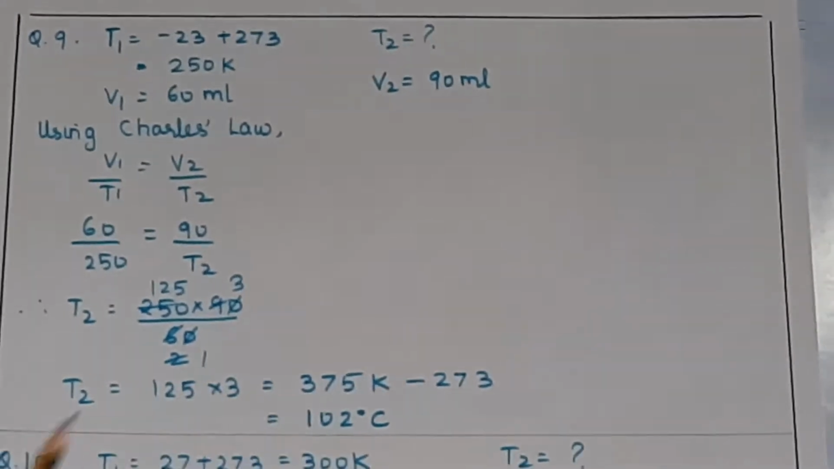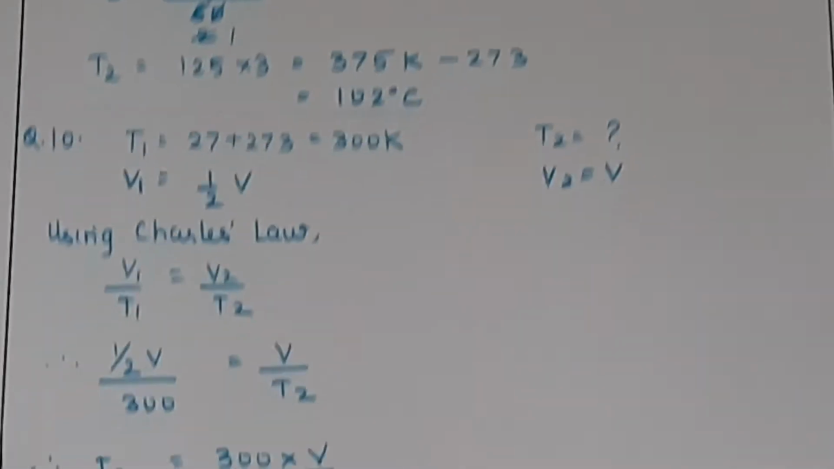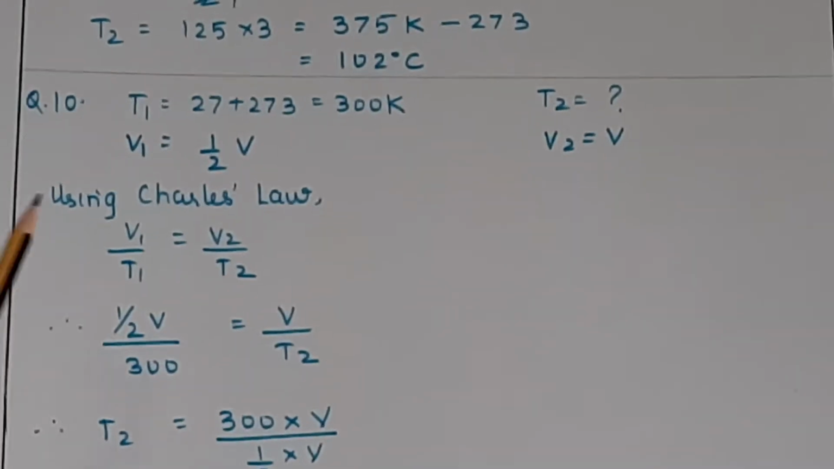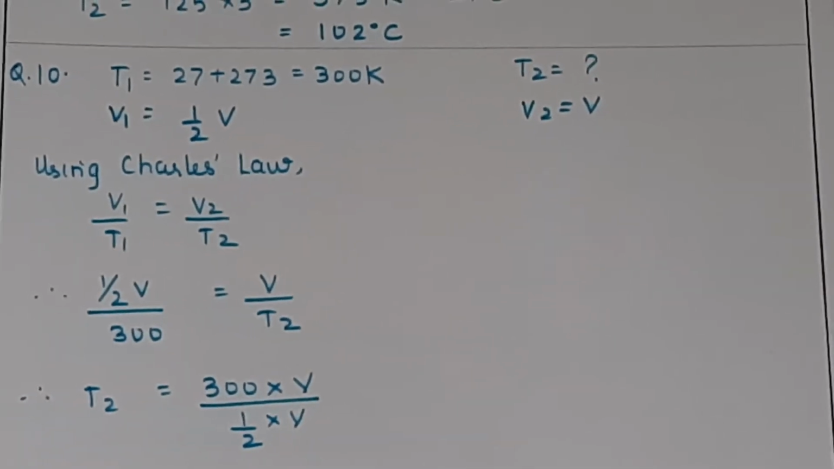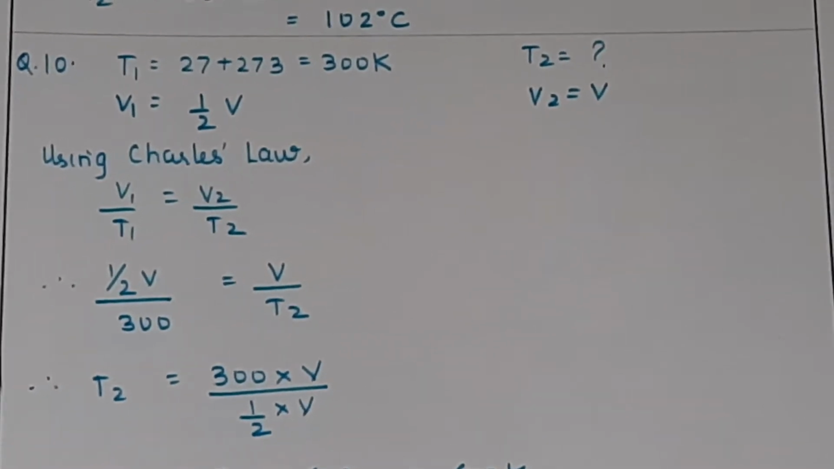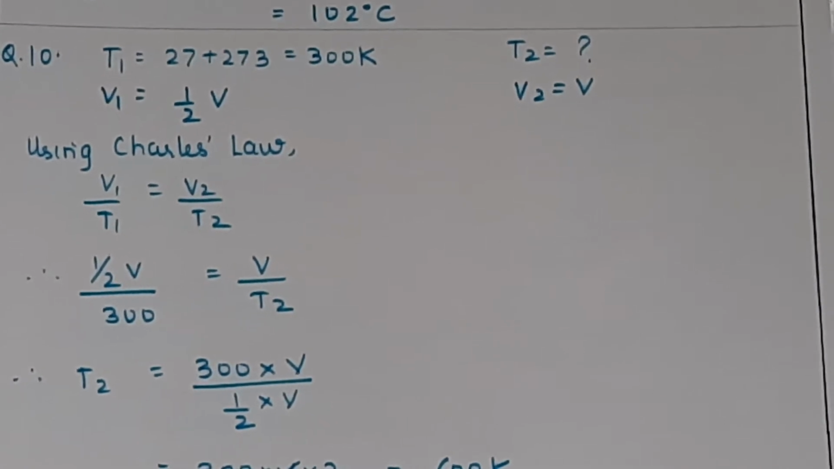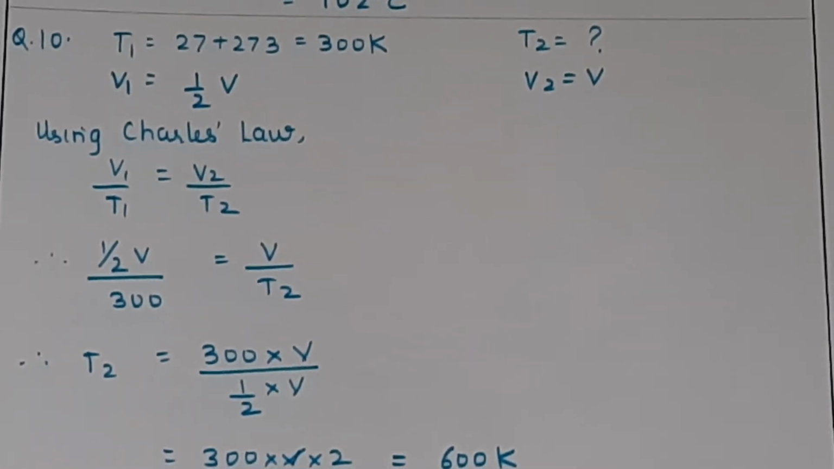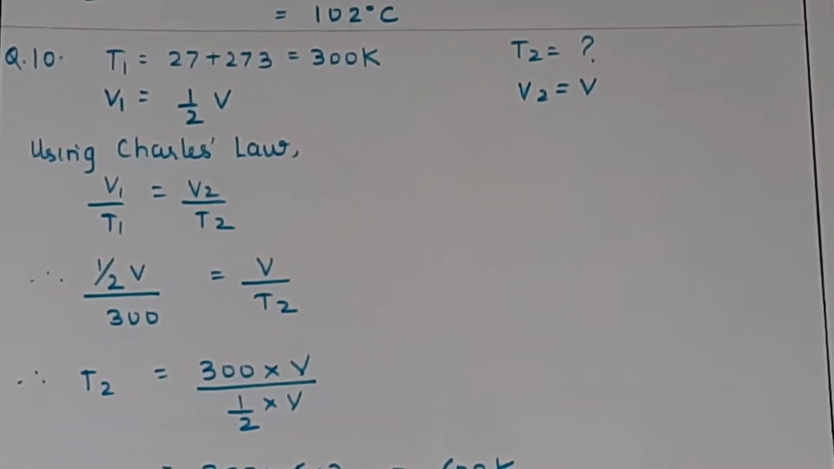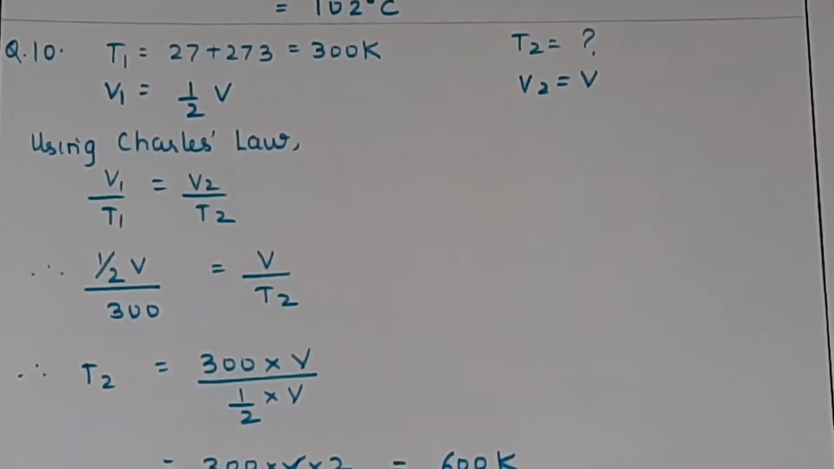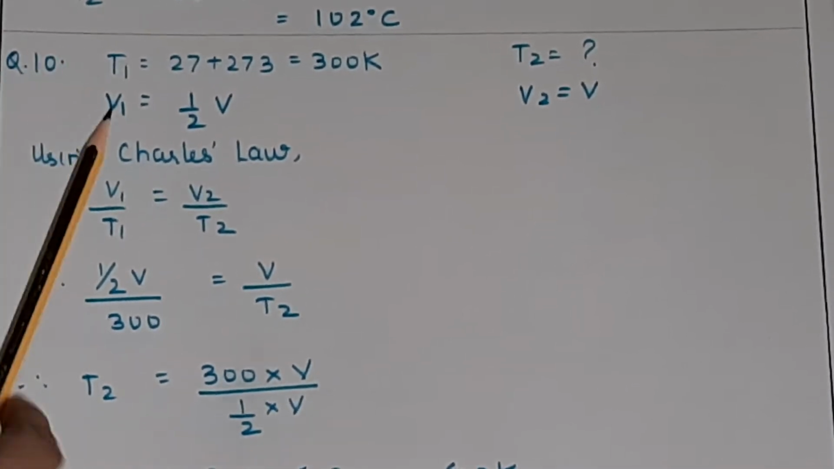Okay, clear? Now moving to the last classwork sum, that is: the volume of a given mass of a gas at 27 degrees Celsius is 100 cc. To what temperature should it be heated at the same pressure so that it will occupy a volume of 150 cc?